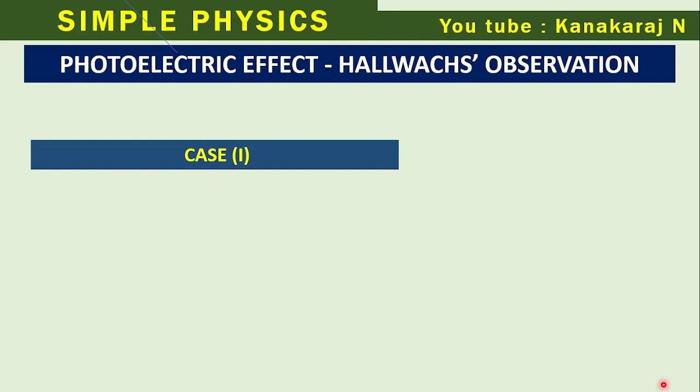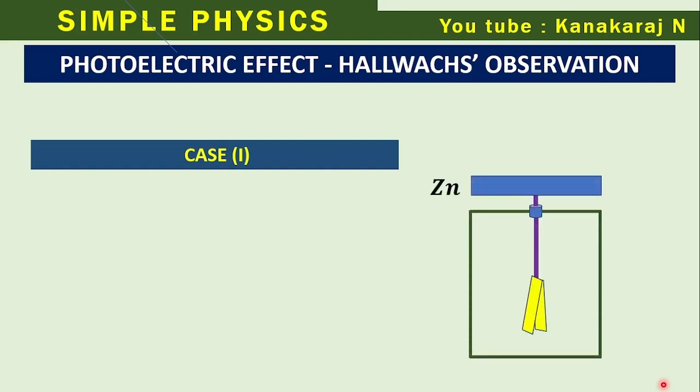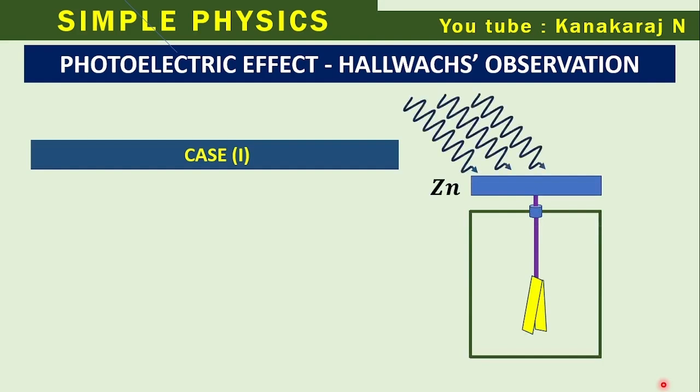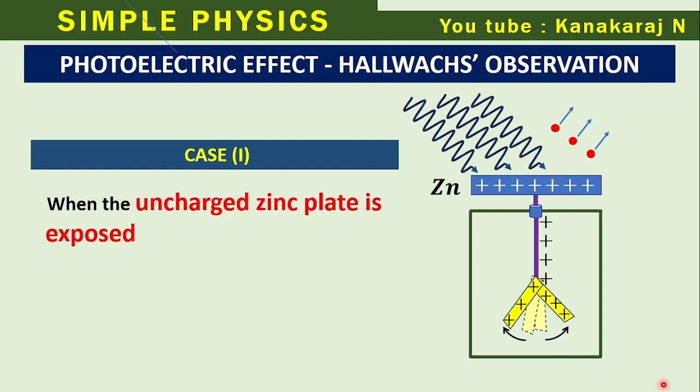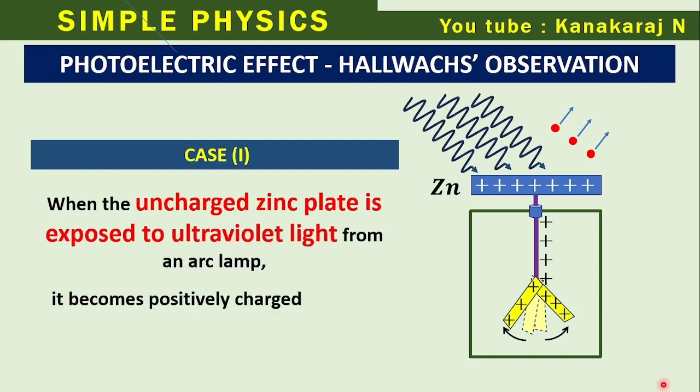The first case: here you have an uncharged electroscope. The zinc plate is exposed to ultraviolet radiation. Few particles are emitted. Thereby, the zinc plate becomes positive and the leaves go apart. Thereby, we can confirm that the emitted particles are negative in nature. When the uncharged zinc plate is exposed to ultraviolet light from an arc lamp, it becomes positively charged and the leaves will open. Let us go for case 2.